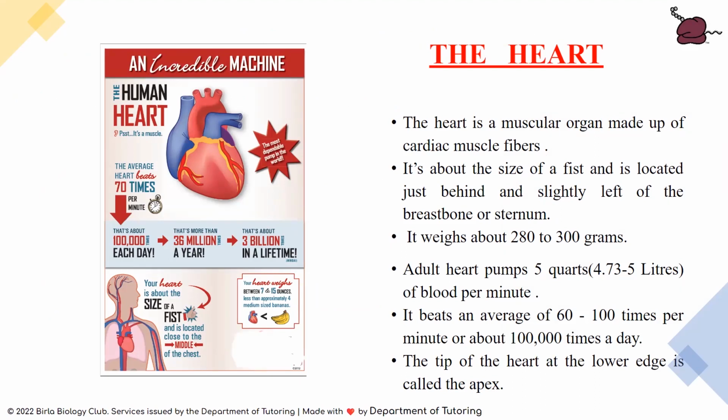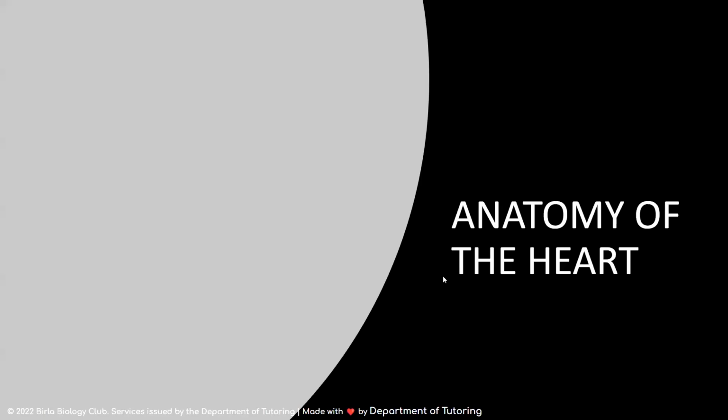The tip of the heart at the lower edge is called the apex. And if we take a look at the picture, 100,000 times per day makes it about 3 billion beats in a lifetime. Just imagine how strong our heart is. Now let's just take a quick look at the anatomy of the heart.